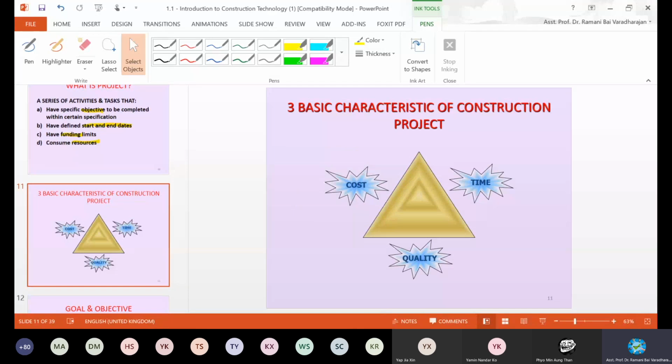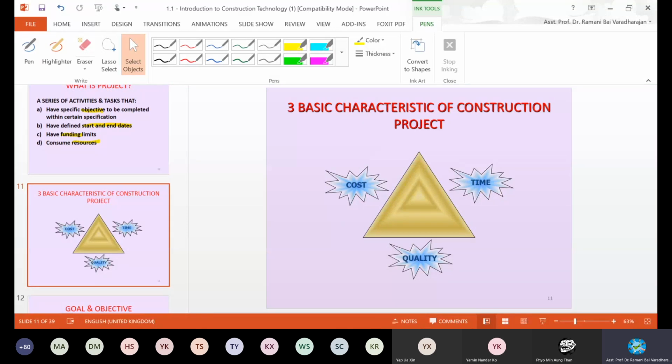Any questions so far? All of you can see the slide? Anytime the slide goes out, please tell me. The letters are clear to you, right? Yes. Okay, thank you.